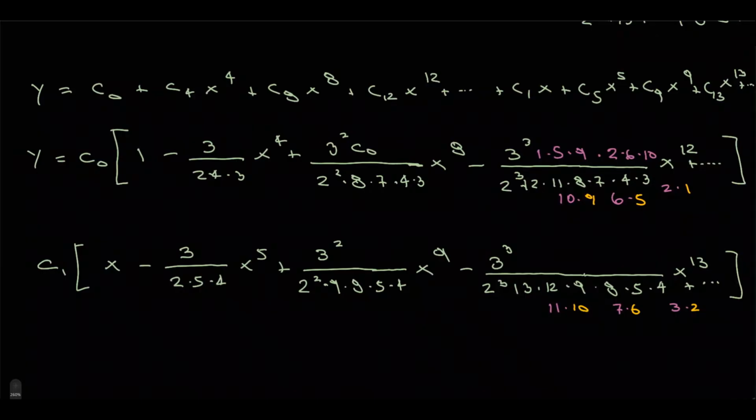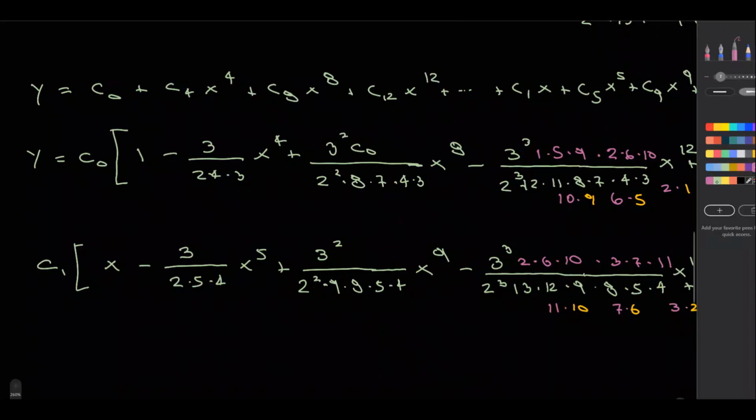Let me change color for the first factor over here. And then if I'm multiplying this in the denominator, I'm going to multiply them in the numerator as well. So that is 2 times 6 times 10, and then 3 times 7 times 11. With all that, we're actually pretty much ready to write our final solution.